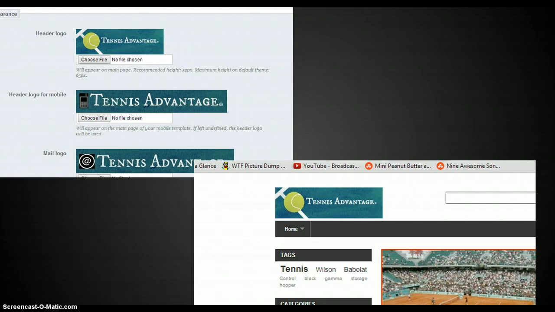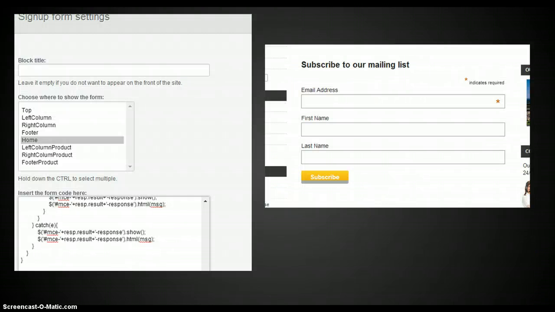Next, you see I did the headers, got the header logo and some others, and down here on the bottom right is the front end view of that. I've also worked with MailChimp and configured that to have a subscription mailing list on our homepage. You can see that's on the right, and on the left is the back end of that.